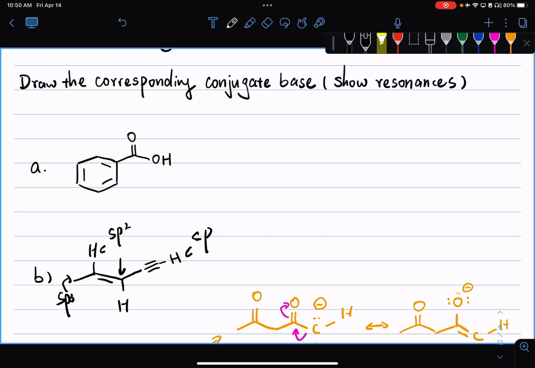So do these practices. You'll have more of these practices in your next week's discussion session as well. I don't have time to cover Lewis acid base. We'll pick up on Lewis acid and base in our next lecture. All right.